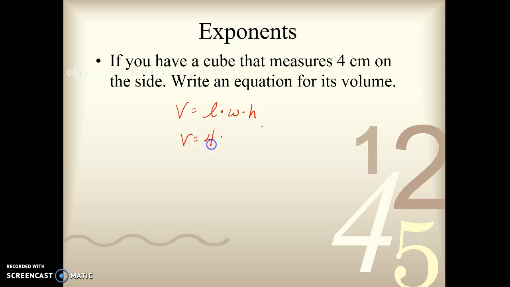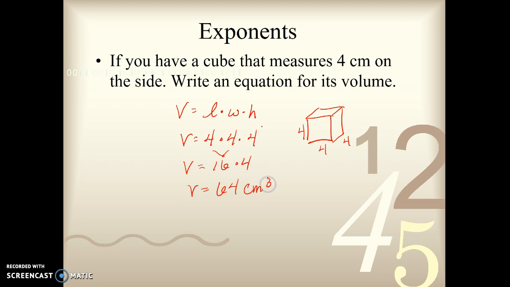Now we're going to substitute in the 4 because this is a cube. Looks like that. That measures 4 centimeters on all sides. There we go. Okay, so if we're going to write an equation for its volume, we just did it, and if we multiply that out, we'd get 16 times 4. If we solved it, we'd get 64 centimeters cubed.